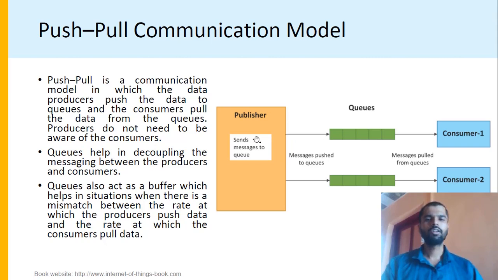Why are we using the queue here? The queue helps in decoupling the messaging between the producers and consumers. Also, the queue acts as a buffer, which helps in a situation when there is a mismatch between the rate at which the producers push the data and the data rate at which the consumer pulls the data. That means the data is simply pushed by the publisher into the queue, and the consumer will take the data according to its need.